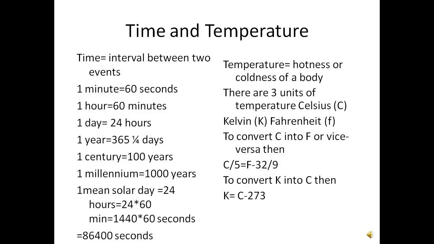Now coming to temperature. Temperature means the hotness and coldness of a body. There are 3 units of temperature: Celsius, Kelvin and Fahrenheit. To convert Celsius into Fahrenheit or vice versa, you will use the formula Celsius upon 5 equals Fahrenheit minus 32 upon 9. To convert Kelvin into Celsius, you will use the formula that Kelvin equals Celsius minus 273. Thank you everyone.